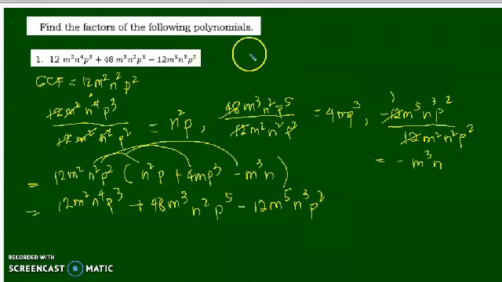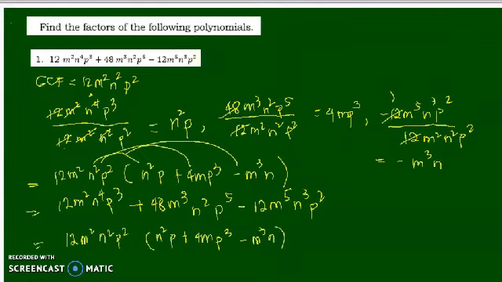So this one is similar to the given polynomial. So therefore, the factors are 12m squared n squared p squared and the quantity of n squared p plus 4m p cubed minus m cubed n.